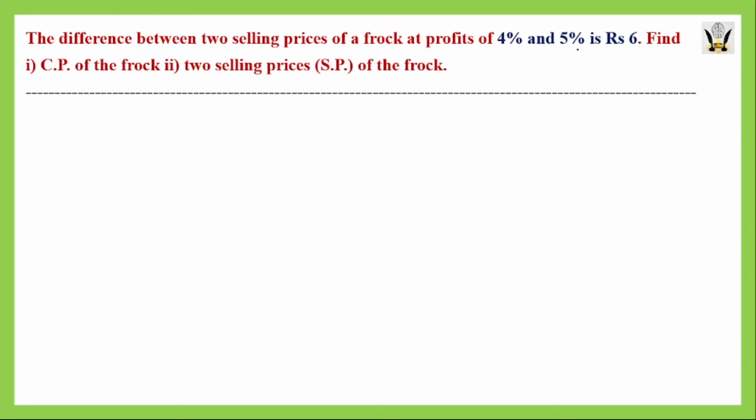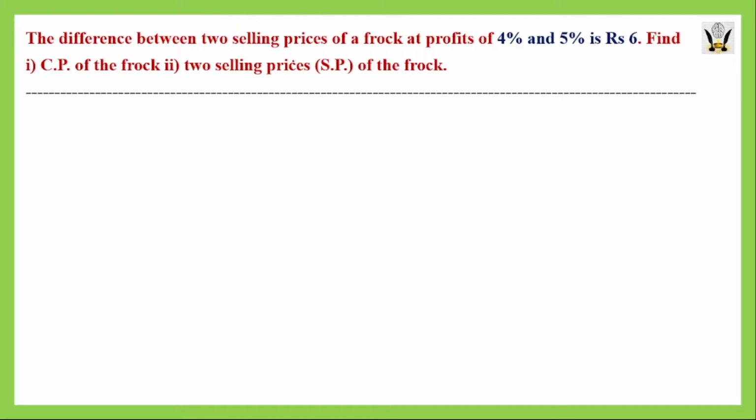The first problem sum says the difference between two selling prices of a frock at profits of 4% and 5% is rupees 6. That means of the same frock, when it is sold at a profit of 4% and separately when it is sold at a profit of 5%, then the difference of the two selling prices is rupees 6. So what we have to find is the cost price of the frock and the two selling prices of the frock.